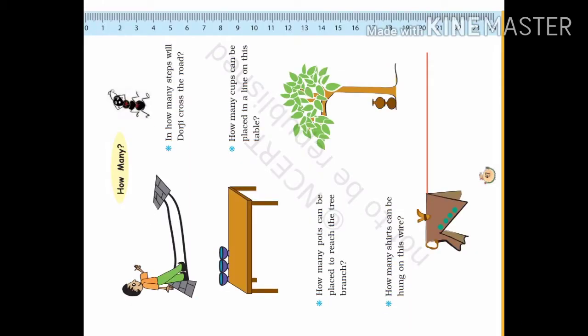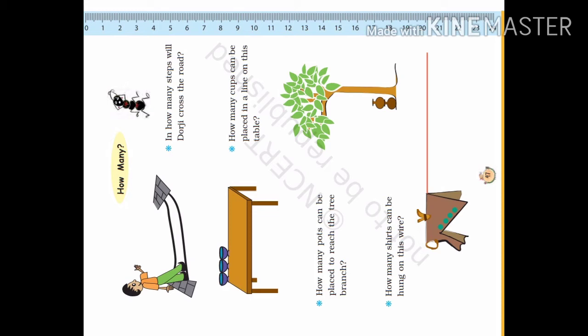Okay, see here in our next page. In how many steps will Dorji cross the road? How many cups can be placed in a line on this table? How many pots can be placed to reach the tree branch? How many shirts can be hung on this wire? And to know all this, we need a standard type of length or any type of standard object, so that we can find out how many objects we need or how many steps we need to reach the destination.